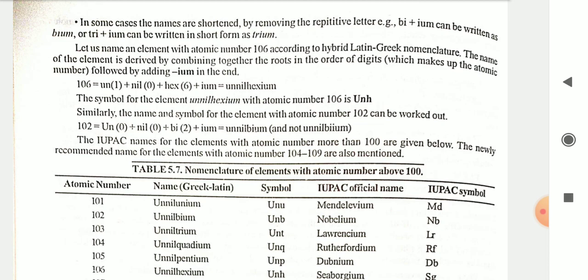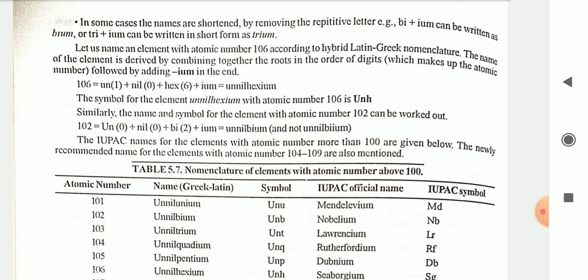Let us name an element with atomic number 106 according to the hybrid Latin-Greek nomenclature. The name of this element is derived by combining together the roots of the digits of the atomic number, followed by adding ium in the ending. 106 is equal to un plus nil plus hex plus ium, called unnilhexium. The symbol for the element unnilhexium with atomic number 106 is Unh.